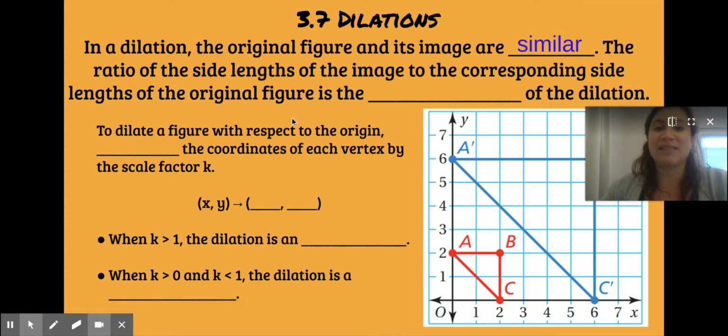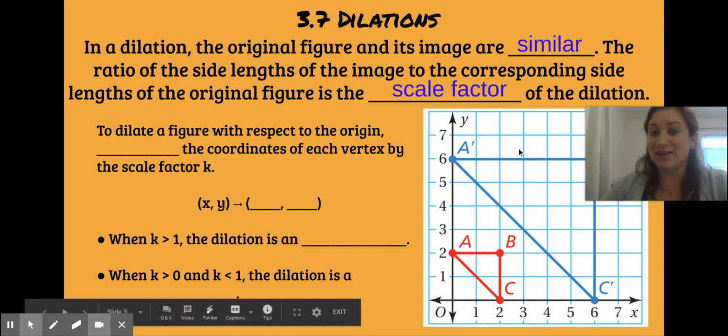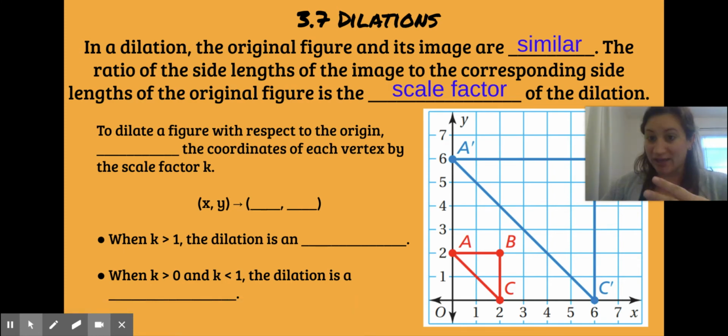The ratio of the side lengths of the image to the corresponding side lengths of the original figure is the scale factor of the dilation. So if we were going from 2 to 6, we would say that the scale factor was 3 because 2 times 3 is 6. To dilate a figure with respect to the origin, you multiply the coordinates of each vertex by a scale factor of k, some number k. In this particular question, it was 3.